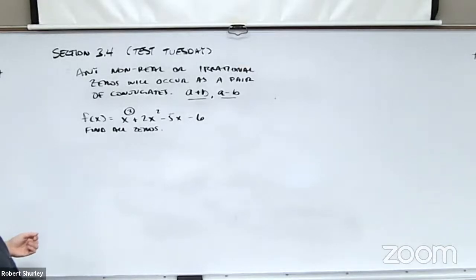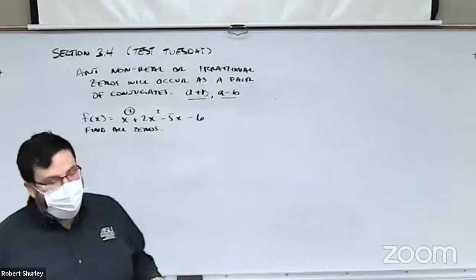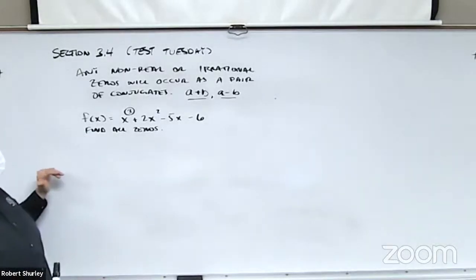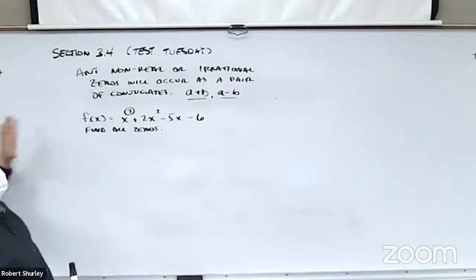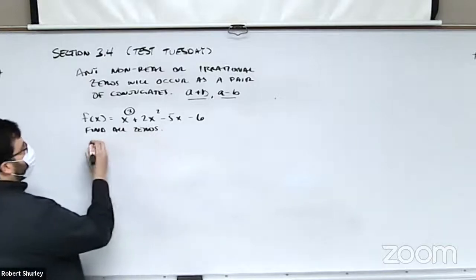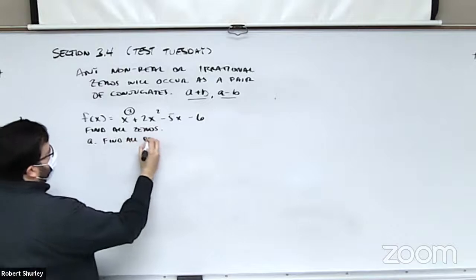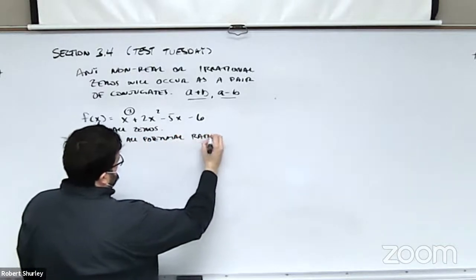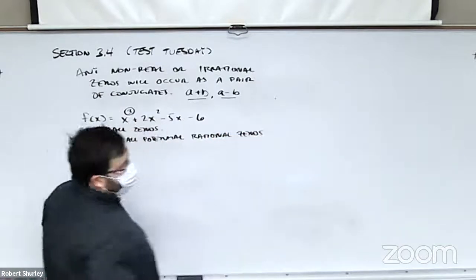What else do I know? I know the end behavior and all that fun stuff. I'm not going to go over that. You can go back and look at the section 3.2 lecture. But also, I just found out the pool of rational zeros. So I'm going to do that first. Even though it says find all zeros, I'm going to say part A, find all potential rational zeros.